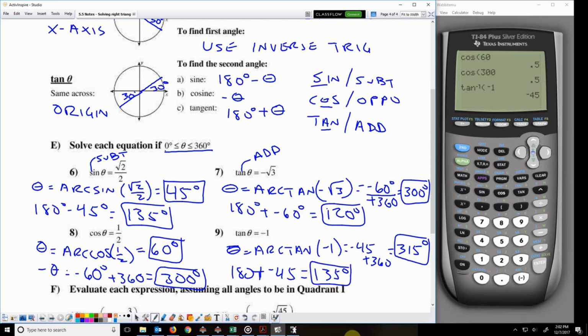I don't have to put negative 1 in the calculator. I just know that's going to be negative 1. So then tangent 315 is negative 1, and tangent 135 is also negative 1. That tells me we did these correctly.